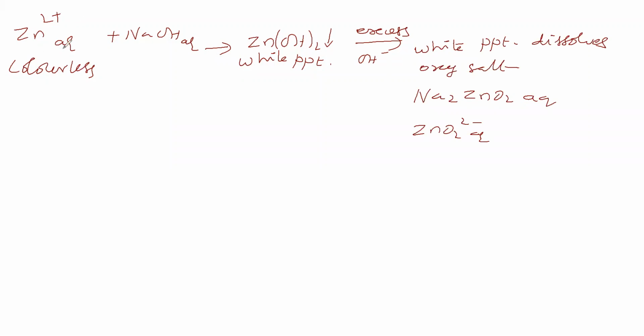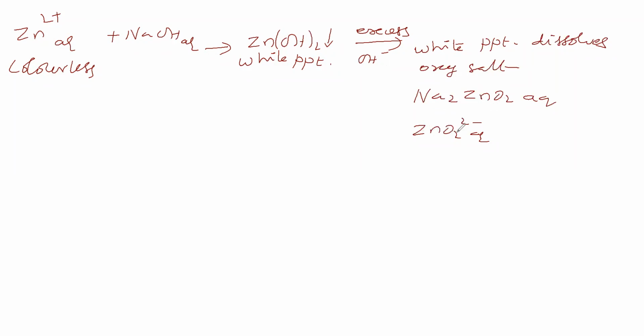So you are taking an aqueous solution of zinc. You are dividing this into two parts. To the first part you add sodium hydroxide solution. Zn2+ becomes zinc hydroxide, a white precipitate. On adding excess sodium hydroxide, the white precipitate dissolves due to formation of the oxysalt, that is Na2ZnO2, sodium zincate.